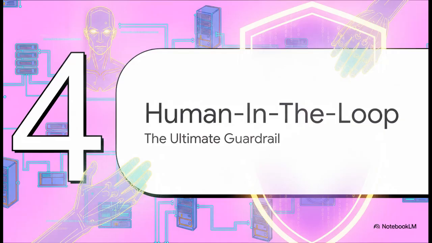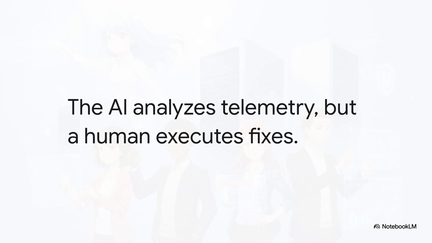Which brings us to our final and arguably most important part, Section 4, Human-in-the-Loop Governance, the ultimate guardrail. Now, if you're a risk-averse IT manager, hearing that an AI is hooked right into your core firewalls might understandably make you a bit nervous. So the crucial point is, the AI analyzes telemetry, but a human always executes the fixes.